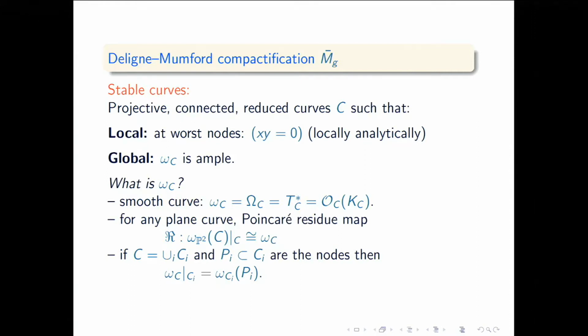Now, you might ask, what is the dualizing sheaf? If you have a smooth curve, you take the tangent bundle and its dual. If you have a plane curve, the Poincaré residue map says that if you look at the dualizing sheaf of P2 that has poles along C, and you restrict it to C, then you get omega C; that's sometimes called adjunction. And if you want to build it out of pieces, the main thing to remember is that if there is a reducible curve and you restrict this dualizing sheaf to a smooth irreducible component, then you get not the dualizing sheaf there, but you pick up some poles along the nodes. Okay, so that's the dualizing sheaf.